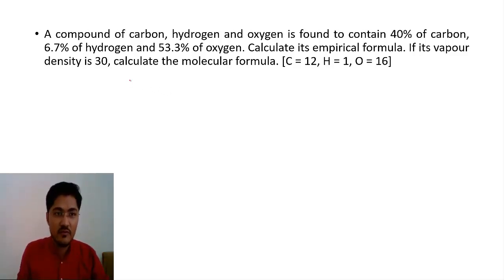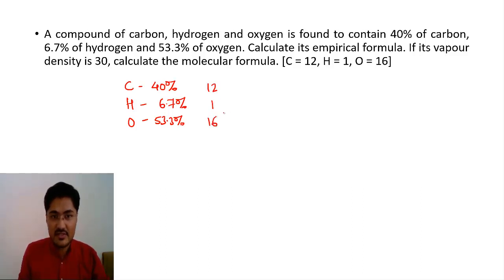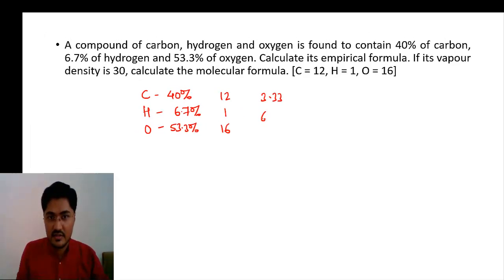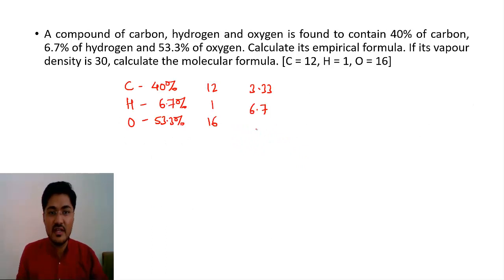So the question is very easy. Carbon is 40%, hydrogen is 6.7% and oxygen is 53.3%. The atomic weights are 12, 1 and 16. The relative numbers of atoms will be 3.33, 6.7 and again 3.33.